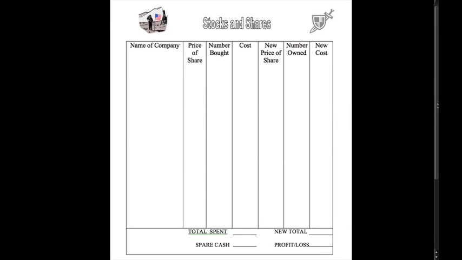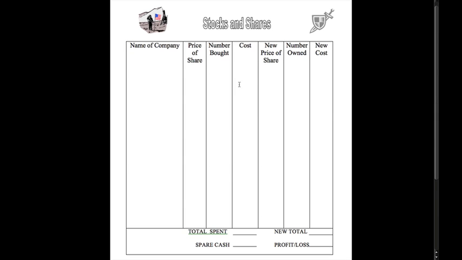This little film is going to explain to you how you're going to fill out your stocks and shares form that's in front of you. Now, using the information that you've been given, you're going to be able to buy your shares today in as many companies as your teacher asks you to, up to the amount of money that the teacher has allowed you to spend. Now, in the first lesson, we will only be filling out the first 4 columns.